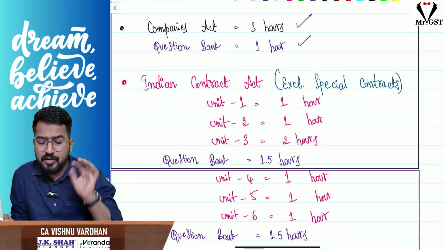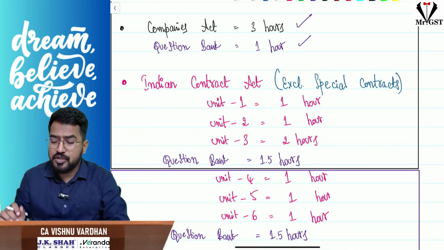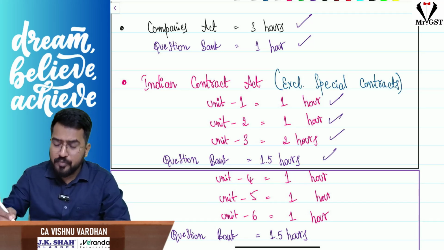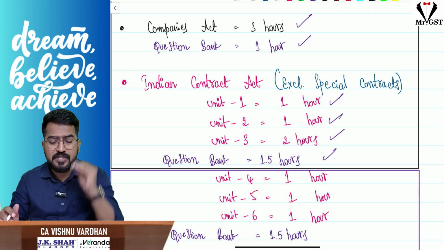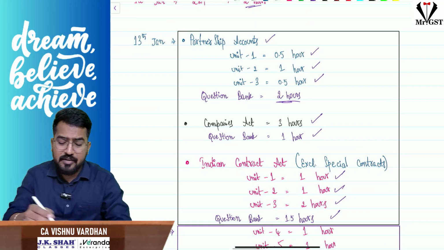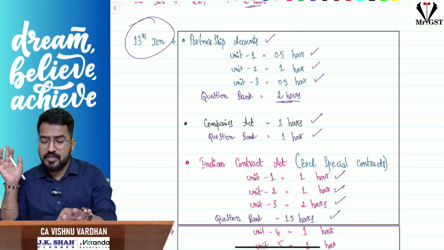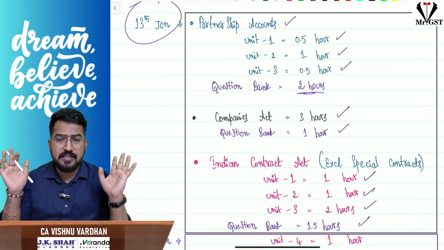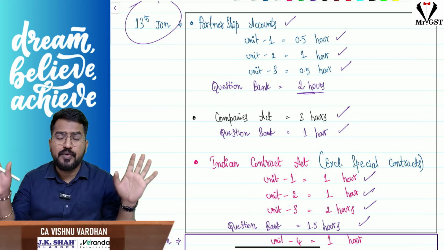Next, coming to the Indian Contract Act. Excluding the special contracts, you should finish Unit 1, Unit 2, Unit 3 along with the question bank of those particular units. This is your target for 13th Jan. Once you are done with these targets on 13th Jan, you can happily sleep.